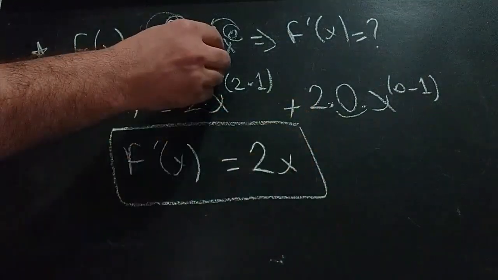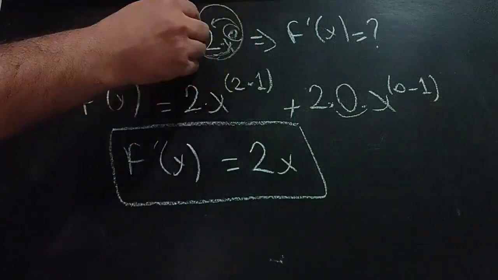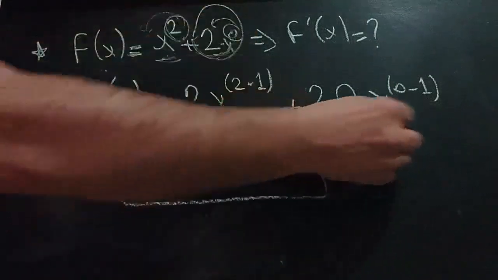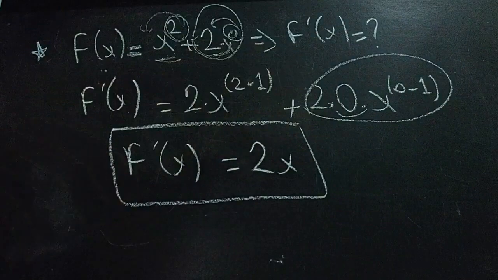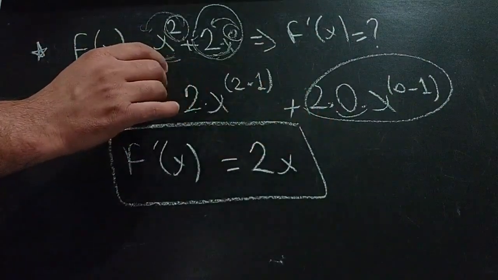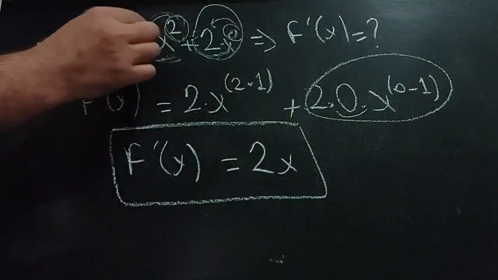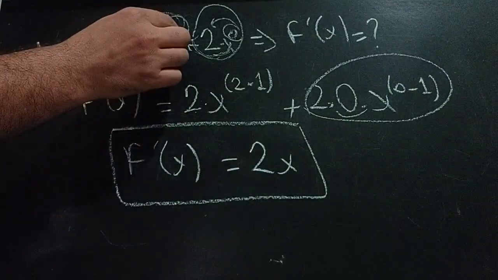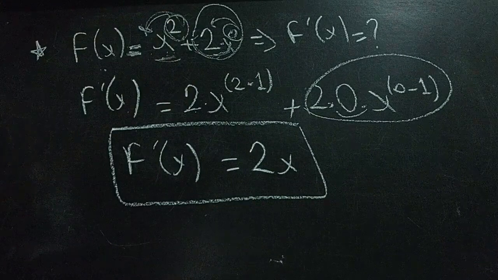So basically constant numbers are going to be 0. That was the proof. I'm not going to show you this one every time, just for this question. All right, so just bring this one down, 2 times, and decrease this one by 1, x. That's it, nothing else.